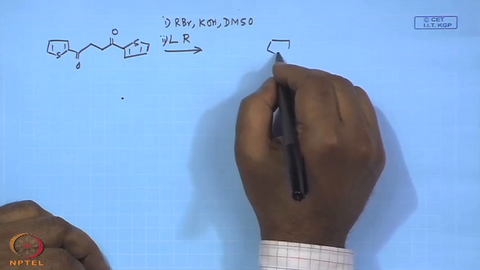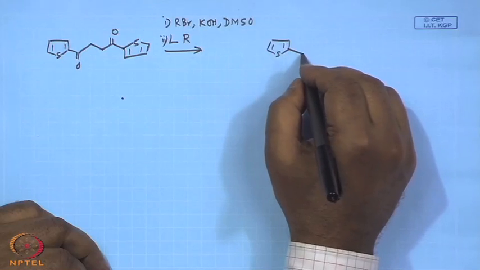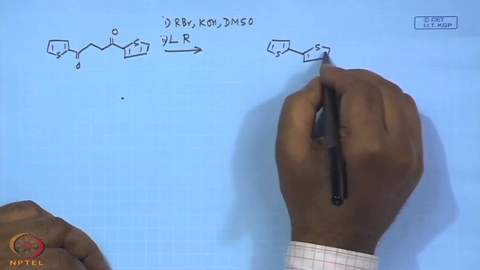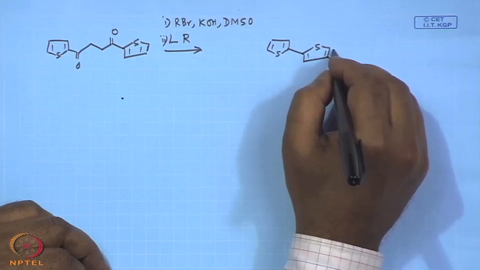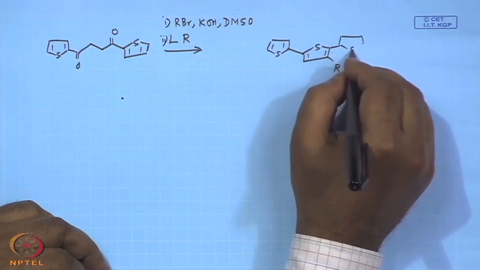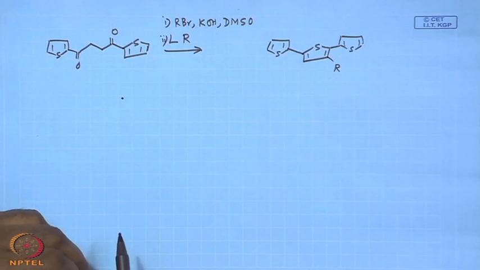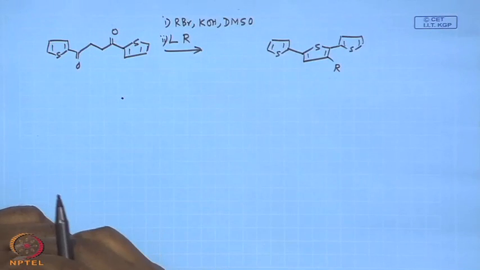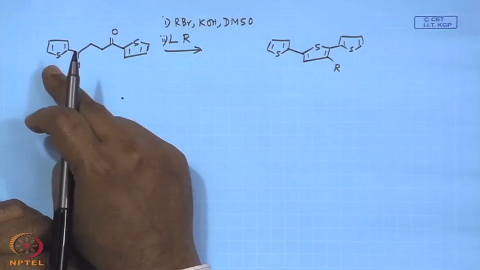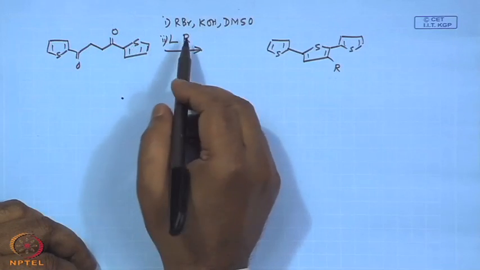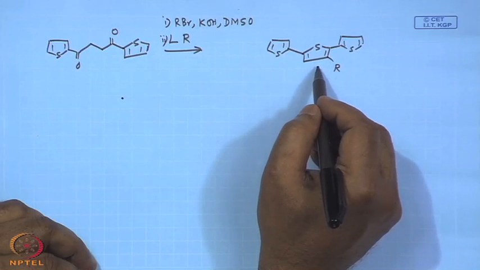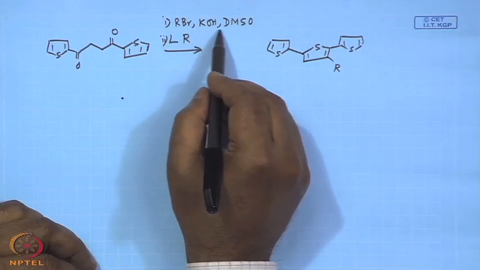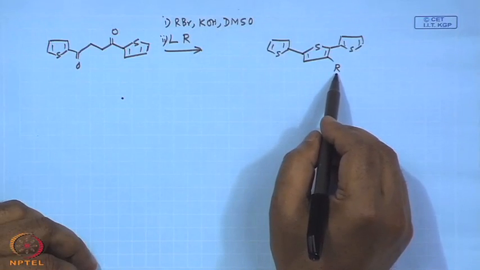You can expect a thiophene derivative with 3 nuclei, with R here, so you will get 3 different kinds of nuclei. Why are we doing so? Because, as I told you before, oligothiophenes are very useful as semiconductors or conducting materials. So this is the way one can make it: Lawesson's reagent is useful for thiophene formation from 1,4-diketones. But before forming the thiophene, you do an alkylation with regular KOH and DMSO to introduce an R group in the nucleus.